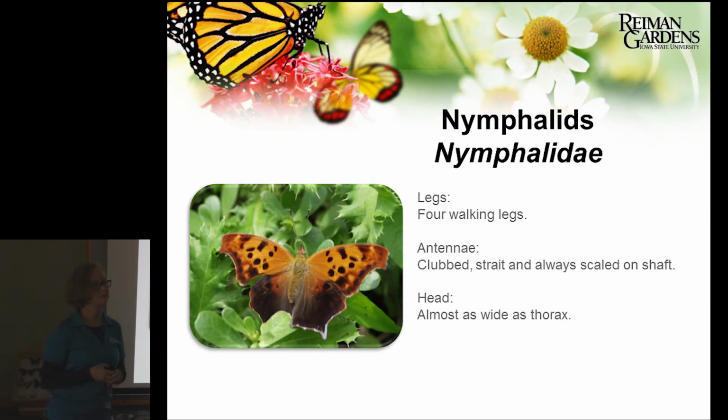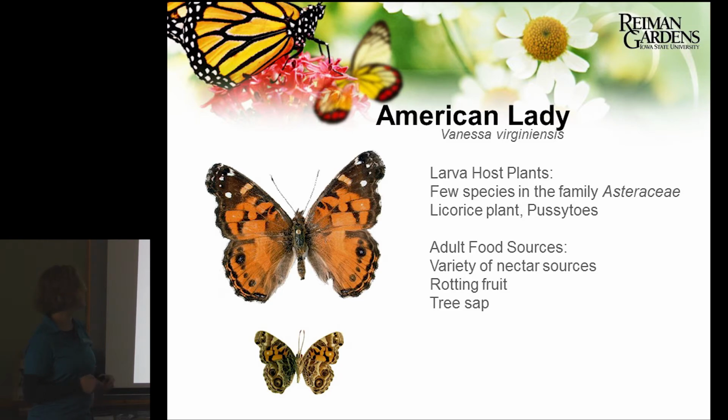So the nymphalid butterflies, this is the largest family of butterflies, or one of the largest families of butterflies. Nymphalids all use 4 walking legs, so pretty easy to figure out what a nymphalid is. Their antennae are clubbed and straight. So clubbed at the end, but very straight. Their head is as wide as the thorax. Some of the nymphalids, so American lady.